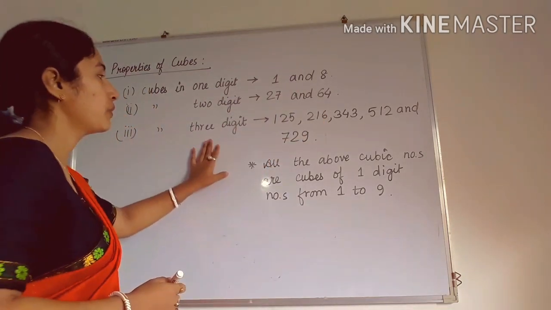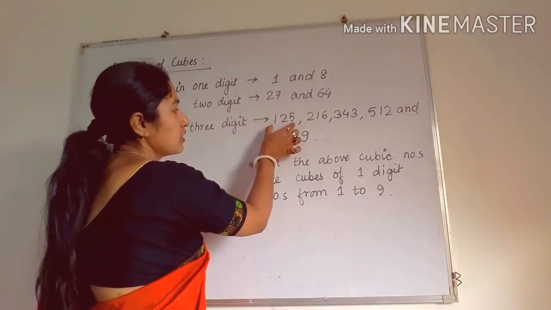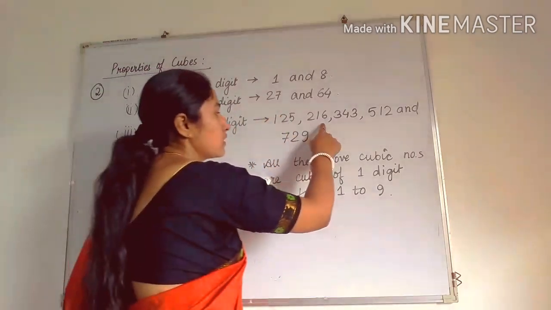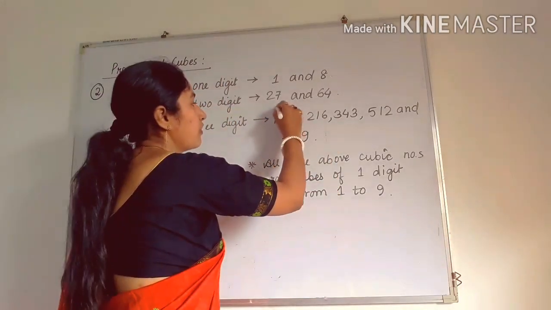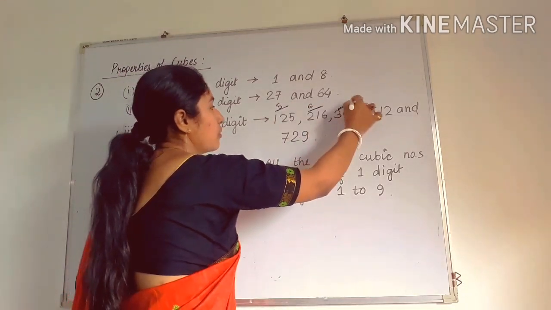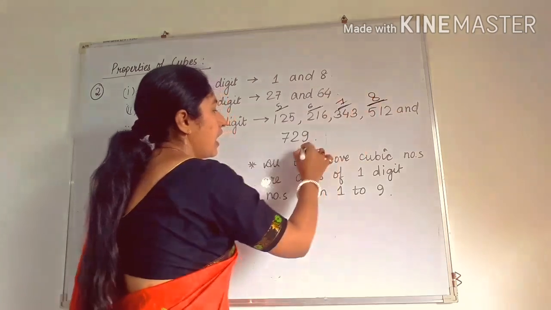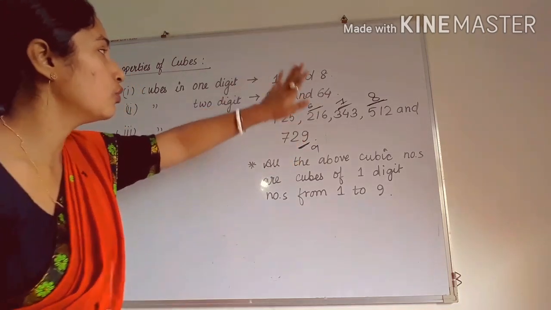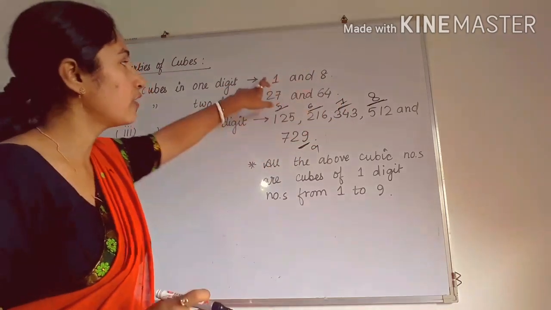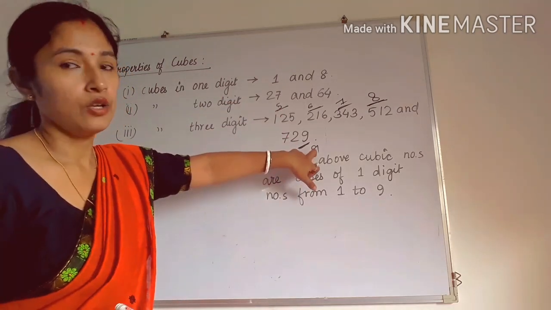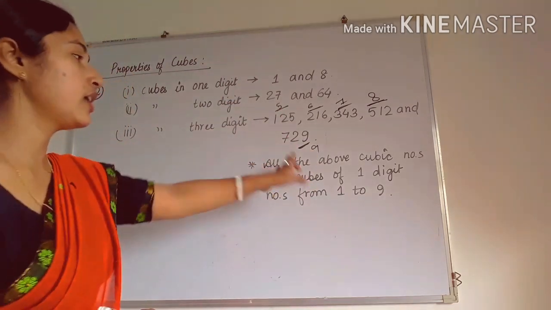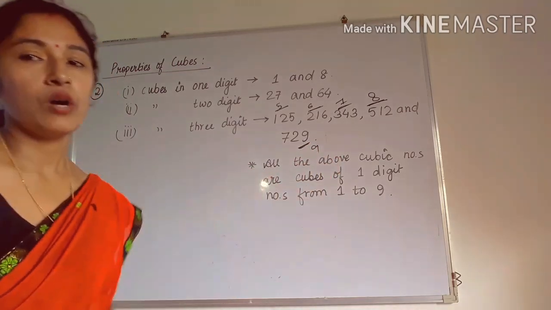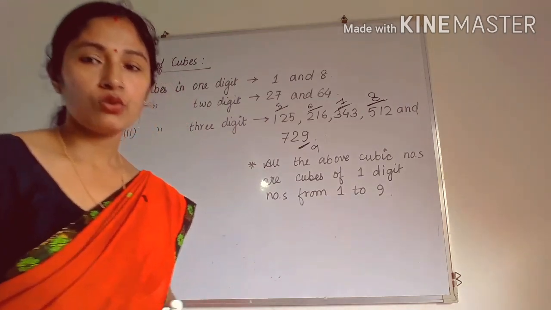Similarly, see these are the cubes in 3-digit numbers. All are 3-digit. So 125 is the cube of 5, 216 is the cube of 6, this is the cube of 7, this is the cube of 8 and this is the cube of 9. So see, here I have written all the cubic numbers starting from 1 to 9. Here I have written the star mark that all the above cubic numbers are the cubes of 1-digit numbers from 1 to 9. Okay. So let us go to the next property.